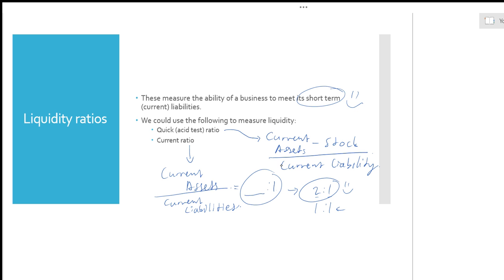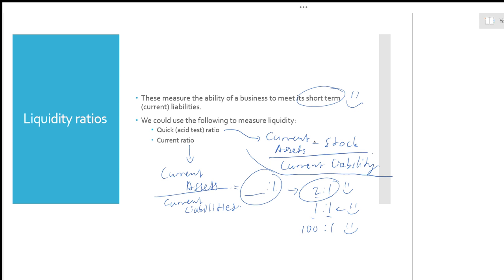For this case, it's also desirable, because it means that for every $1 of current liability there is $1 of current asset. Right, that is also fine. What about 100 to 1? That's fine too, because it means that there is absolutely no problem paying off the current liabilities. Now then, what is the ideal level for the current ratio?